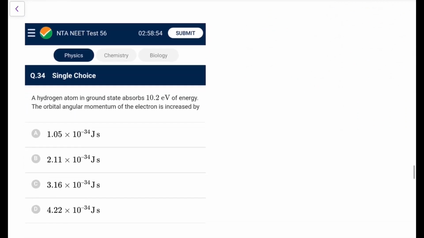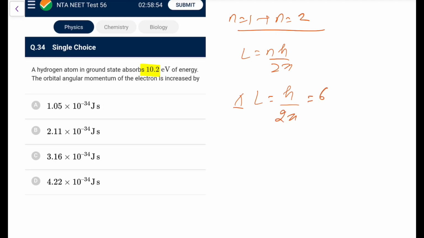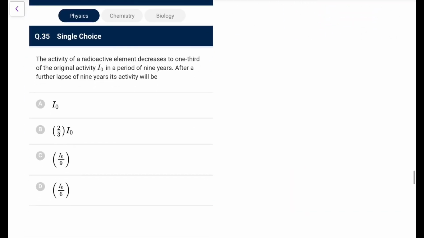Next one. A hydrogen atom in ground state absorbs this energy. So this energy will take it from 1 to 2. The orbital angular momentum is equal to nh by 2 pi. So 2h by 2 pi minus h by 2 pi, so the delta L would be h by 2 pi. So 6.63 into 10 to the power minus 34 upon, you can write it as, 6.28. So it is 1 point something into 10 to the power minus 34. Go for option A. So again an easy one, not a tough one if you are thorough.